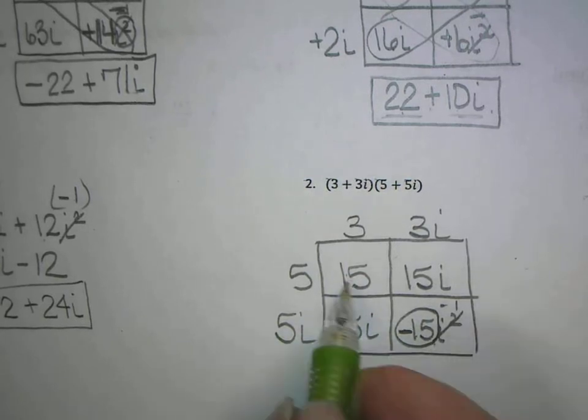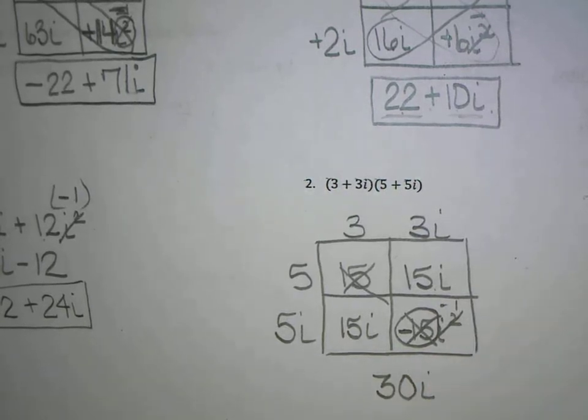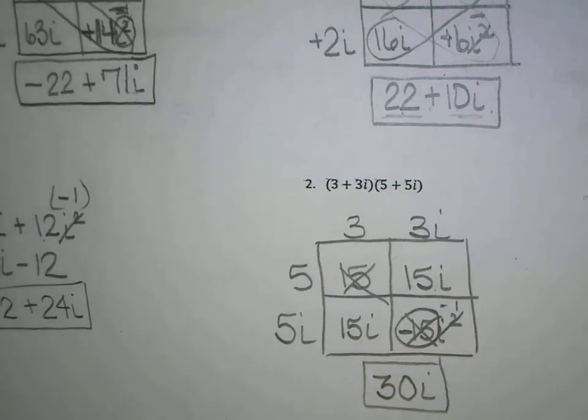Positive 15 and -15, they just cancel each other. Then you have 15i and 15i, and that's going to be 30i. So this only has an imaginary part. All right, good job. All right, now let's look at the next one.